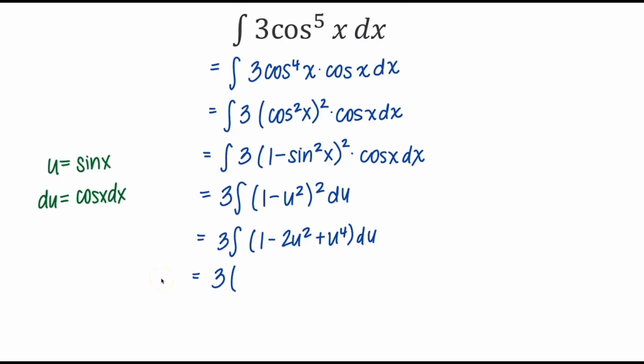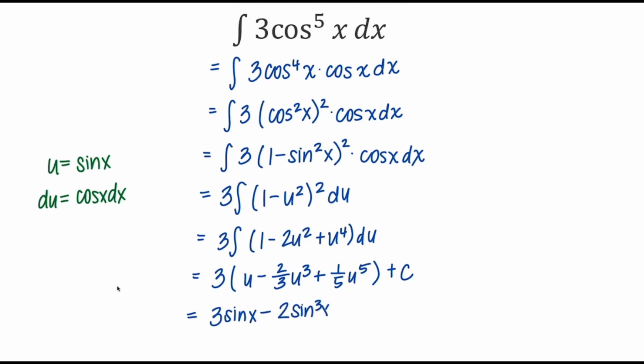And then the antiderivative is going to be u minus 2/3 u cubed plus 1/5 u to the 5th plus c. And we'll substitute our sine x back into u and distribute the 3 at the same time to get a final answer of 3 sine x minus 2 sine cubed x plus 3/5 sine to the 5th x plus c.